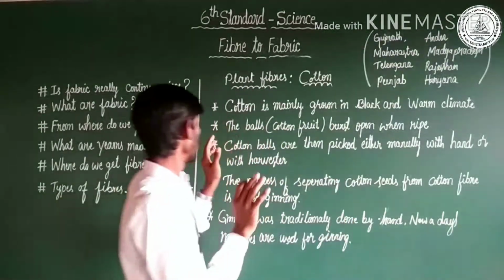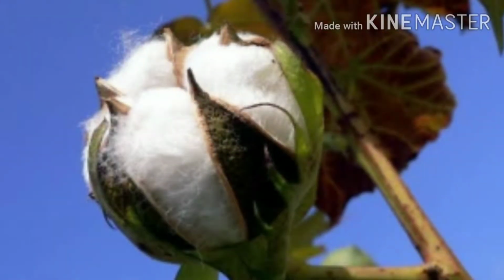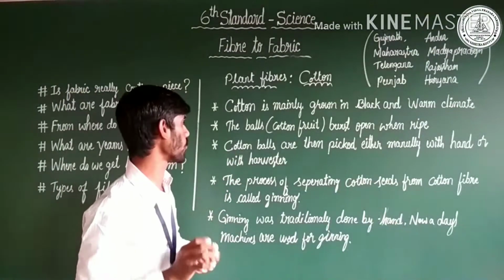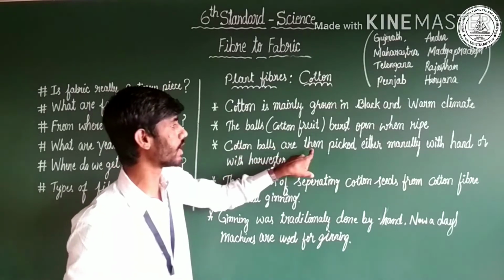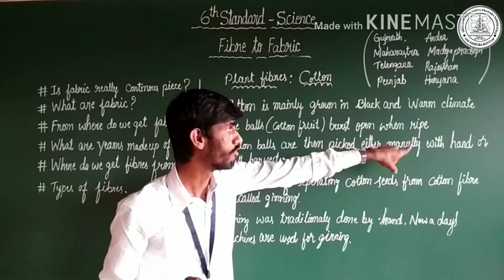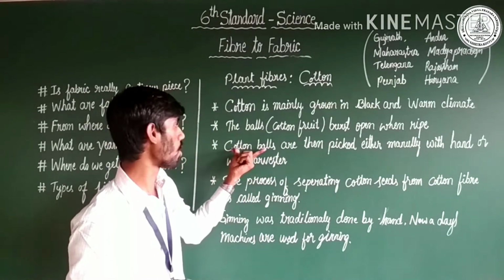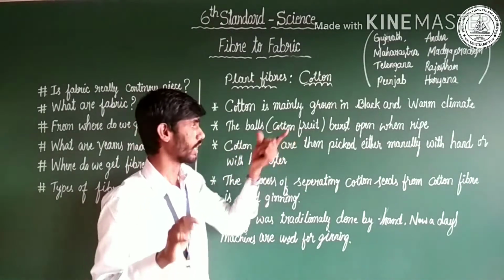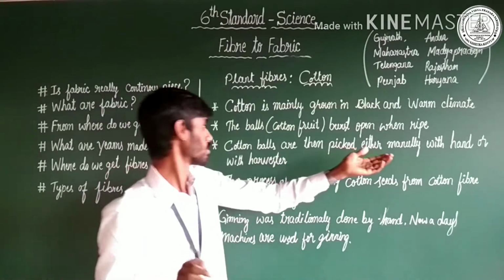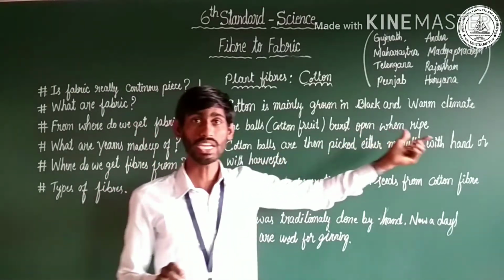Okay. Next point is the balls burst open when ripe. The balls are nothing but the cotton fruit. The cotton fruit bursts open at the time of ripening. So then the cotton is available. Next point is the cotton balls are then picked up either manually by hand or by harvester. Chotu, the cotton balls, I mean cotton fruit, can be picked up sometimes by harvester or by hand.